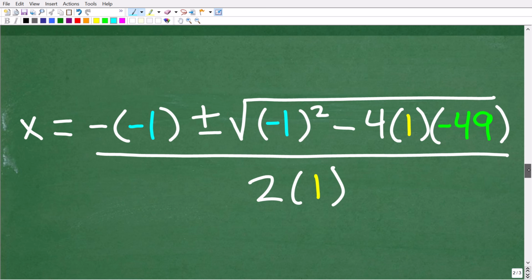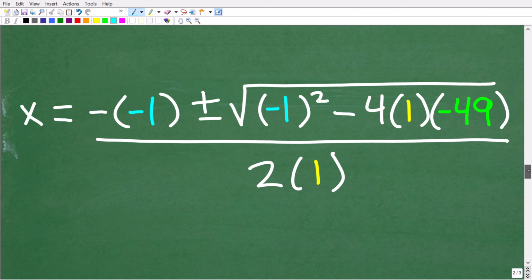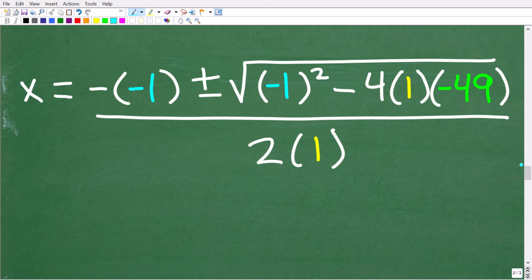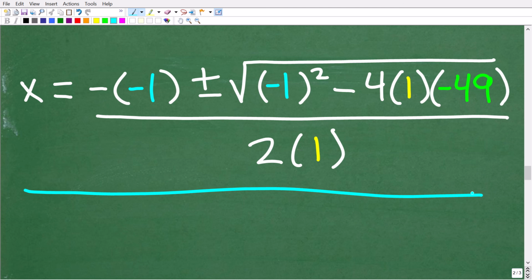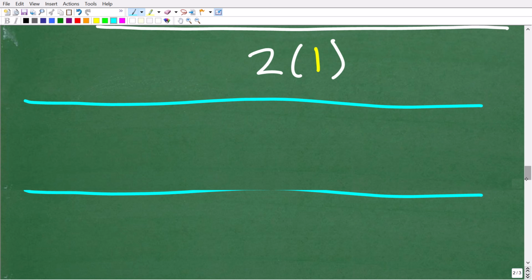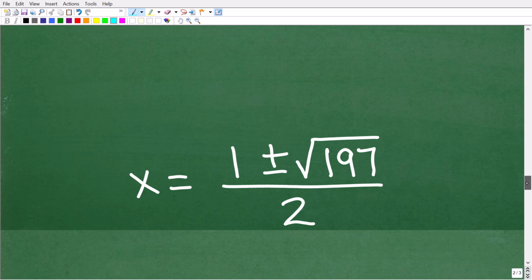All right, so let's finish up this problem. So here is our lovely quadratic formula, and we have to do all this number crunching. So I kind of set this up for you, but I'm going to spare you all the details. We're talking about basic algebra here, but this is all going to distill down to this. So we're going to get x is equal to 1 plus or minus the square root of 197 over 2.